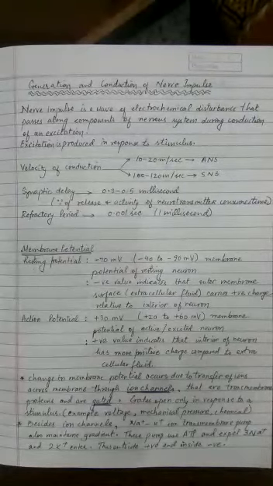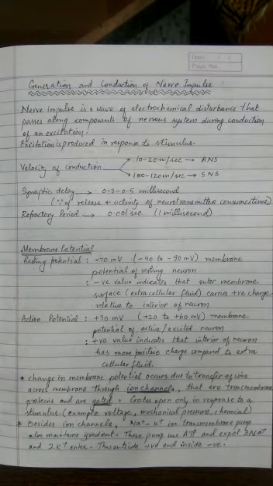So the topic for today is the detail of generation and conduction of the nerve impulse. A nerve impulse is a wave of electrochemical disturbance that passes along the components of the nervous system during the conduction of an excitation. So what is excitation here? It is the impulse basically. This impulse is supposed to be a wave of some electrochemical difference. This disturbance is because of the movement of the ions we learned from the NCERT in the last class.